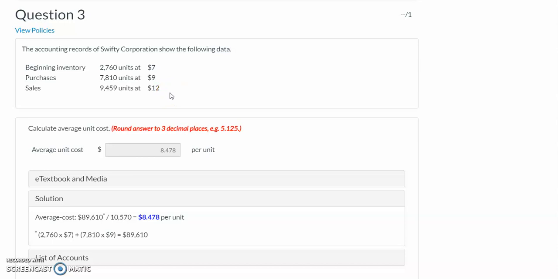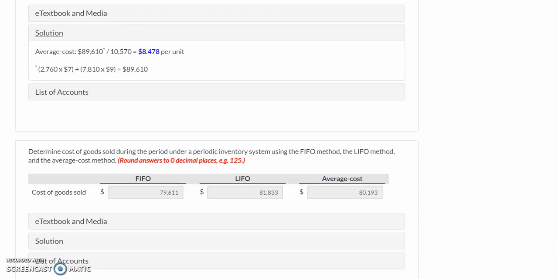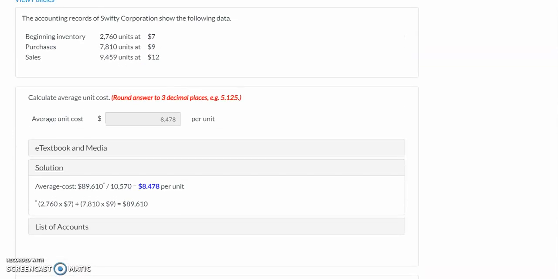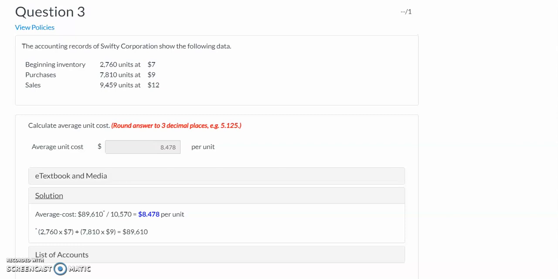Specifically, we're going to be computing the average unit cost and also computing the cost of goods sold under the periodic inventory system for the FIFO method, LIFO method, and the average cost method. So I'm going to go ahead and show my work for how we're going to compute this. I recommend following along and taking some notes while watching this video and pausing as you need to.